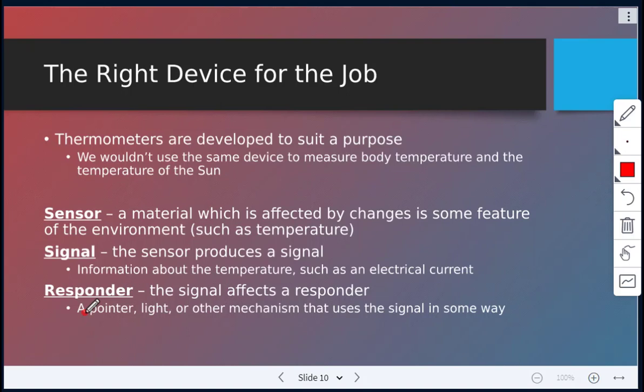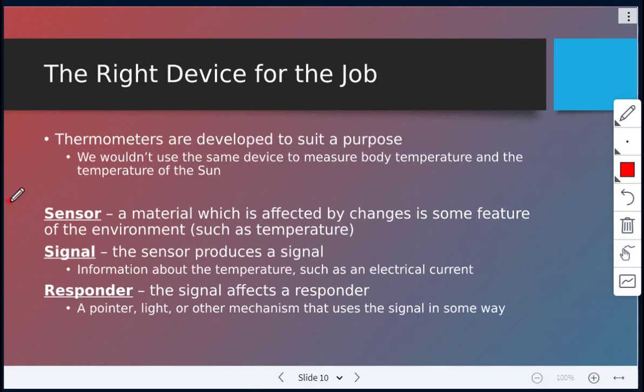All right, the right device for the job. So thermometers are developed to suit a purpose. We wouldn't use the same device to measure body temperature and use that same device to measure the temperature of the sun. All right, so different devices, right, for what you're trying to measure.